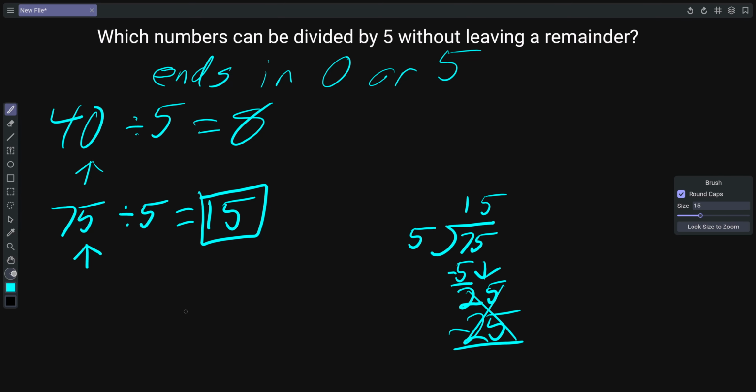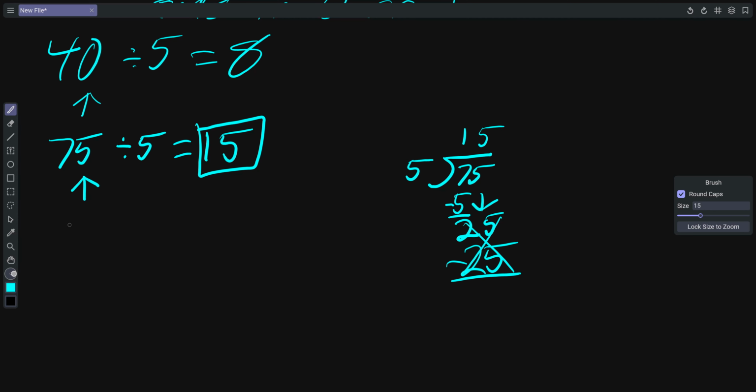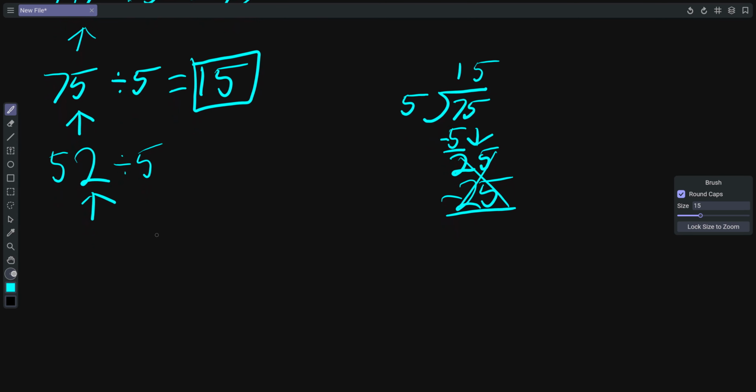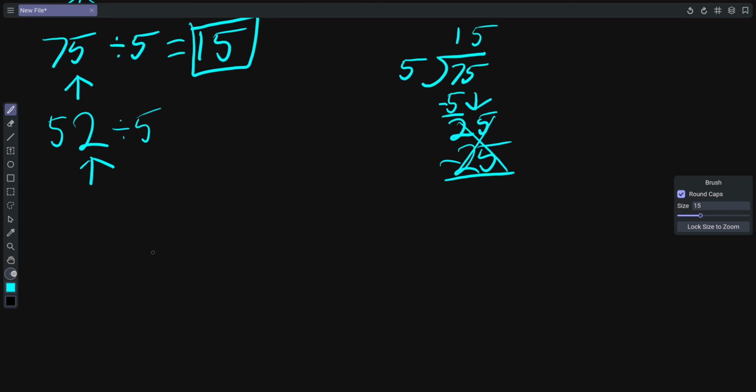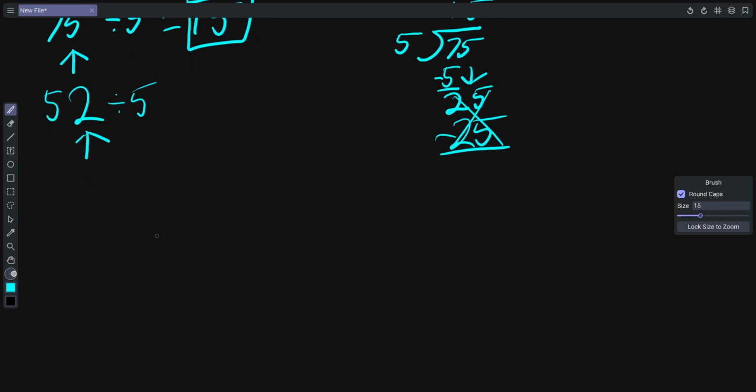Now, an example of something that would not work would be something like 52, because even though we have a 5 at the end, we have a 2 here, and this will not work. We will not be able to divide 52 by 5 without getting a remainder or a decimal. But the rule will apply for really large numbers.